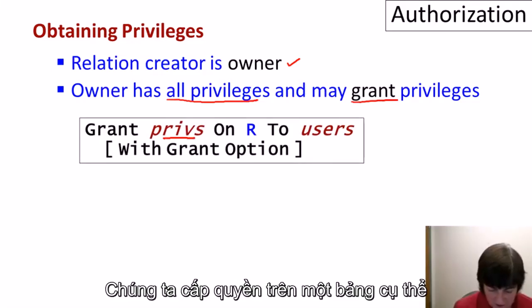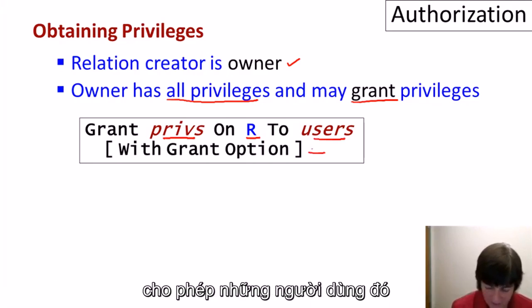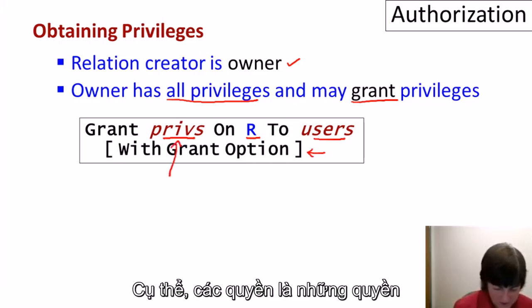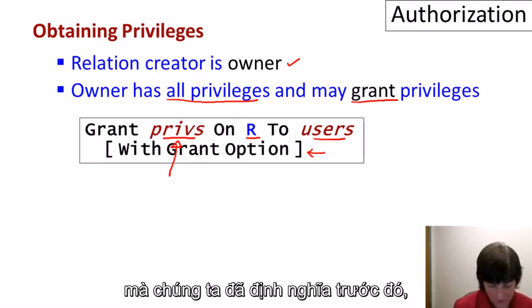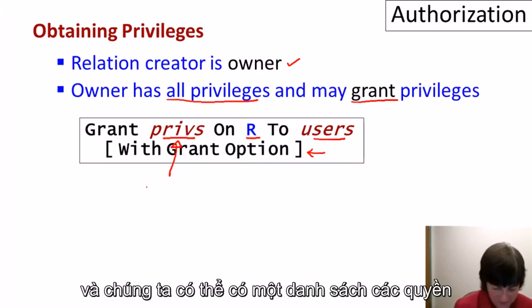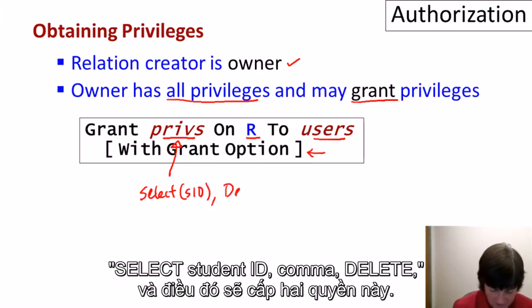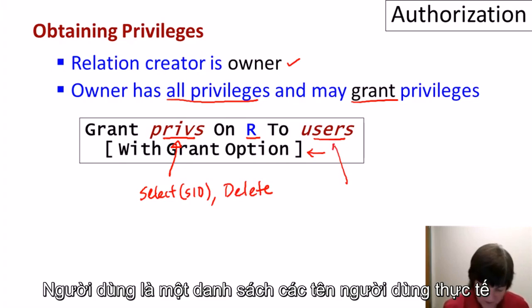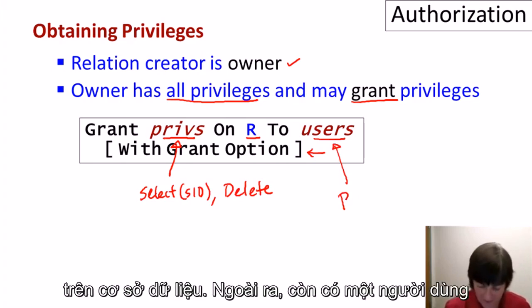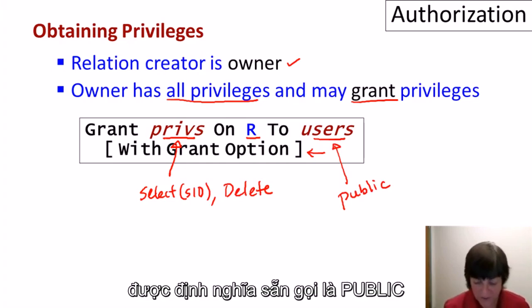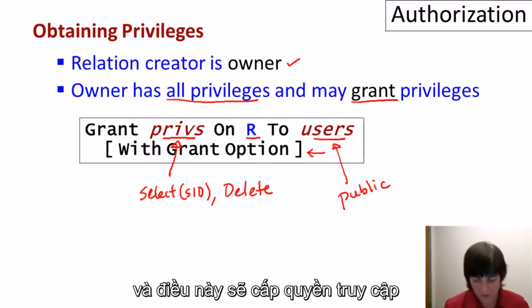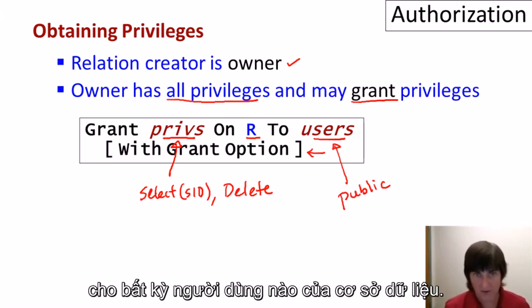We grant privileges on a particular relation to one or more users, and we have the option of allowing those users to further grant privileges to others. Specifically, the privileges themselves are the ones that we defined earlier, and we can have a comma-separated list of them. So, for example, we could say something like select student ID, comma, delete, and that would give those two privileges. The users are a list of actual usernames on the database. There's also the predefined user called public, and that would grant the authorization to any user of the database.